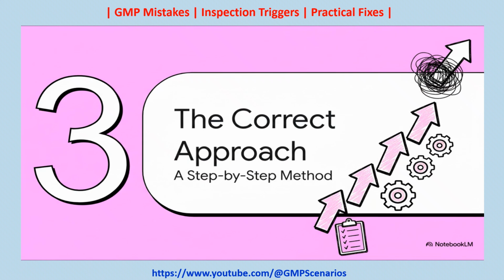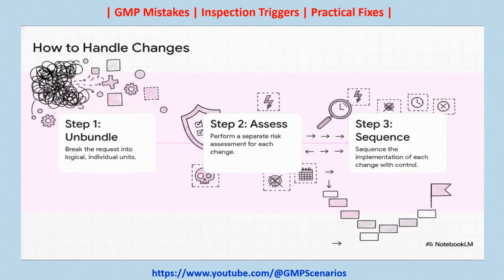Okay, so we've talked a lot about the problem. Let's talk about the solution. The good news is there's a very clear, compliant, step-by-step way to handle this the right way. It's all about being deliberate and breaking things down. The process is actually pretty logical. Step 1. Unbundle it. Break that big request down into its individual logical pieces. The rule should be one change, one request.